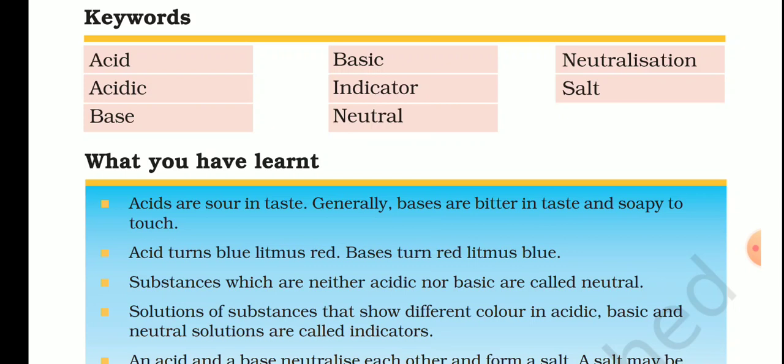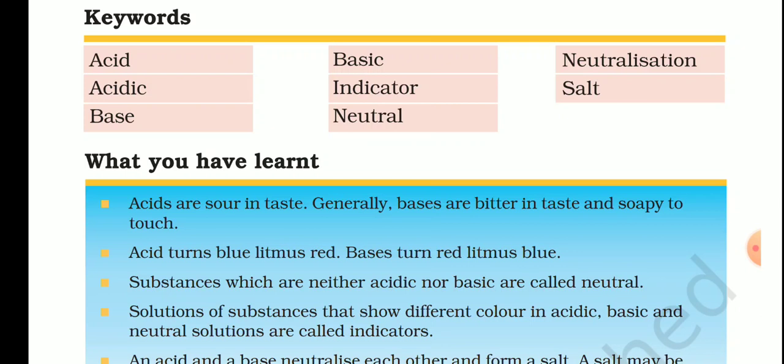But before moving on to the exercise, let's take a look at some keywords and what you have learnt. Keywords are acid, acidic. I told you, if any substance contains acid, it is known as an acidic substance. Similarly, if any substance contains base, then it is a basic substance. Then next comes the indicator. What is the indicator? It helps us to differentiate whether a substance is an acid or a base.